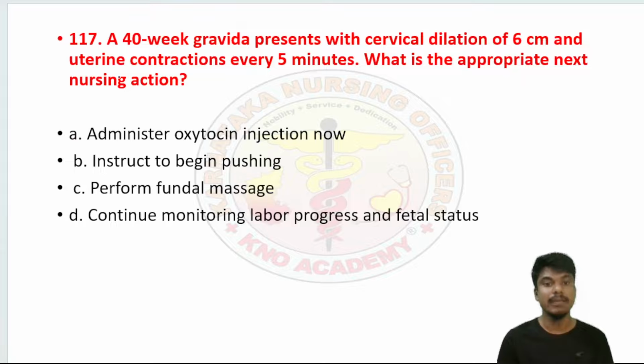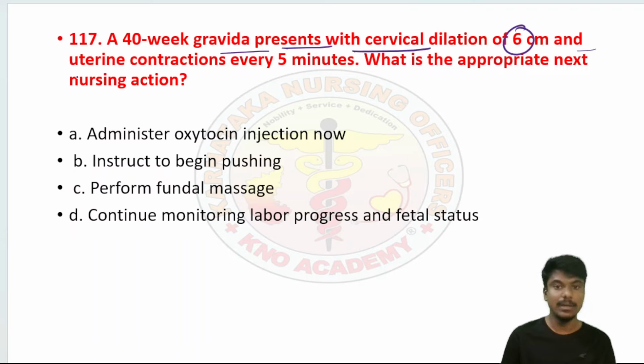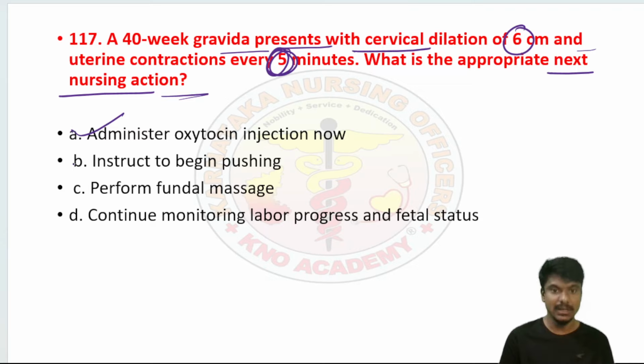Next question. Here we have a 40 weeks gravid woman who presents with cervical dilation of 6 centimeters and uterine contractions, one contraction every 5 minutes. So, what is the appropriate next intervention by the nursing officer? Administer oxytocin injection now? No. Instruct her to begin pushing? No.